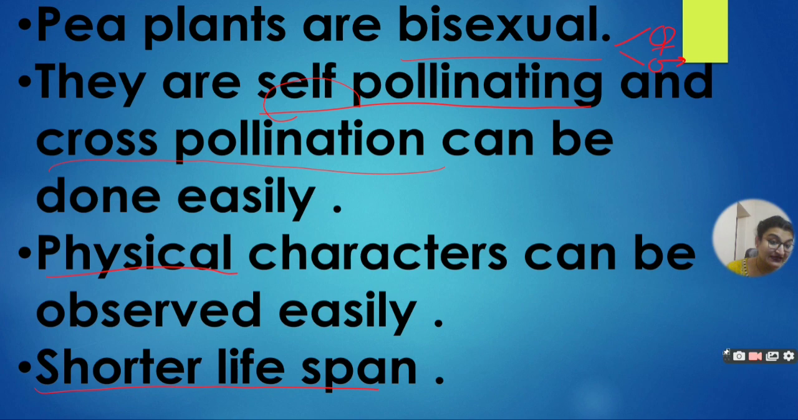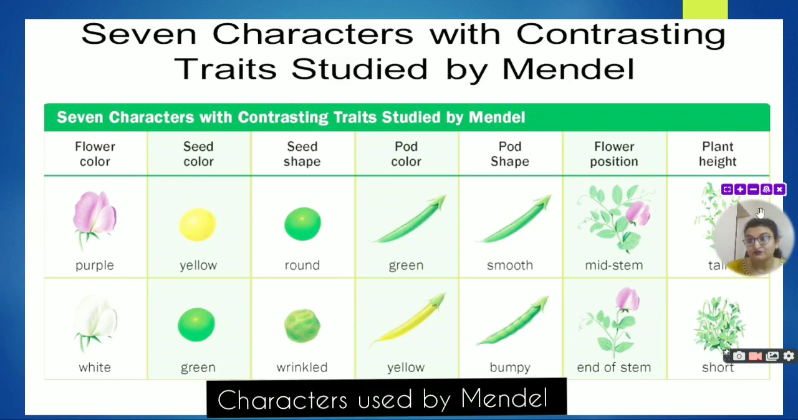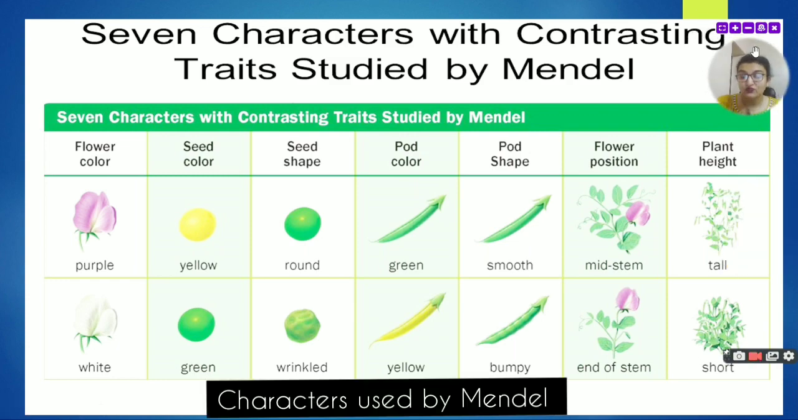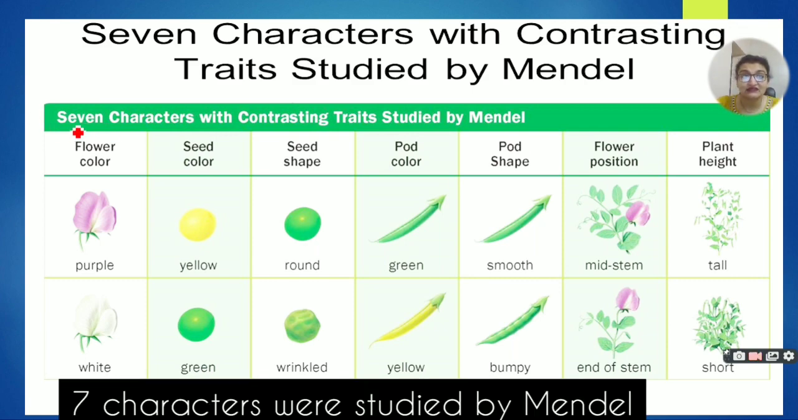Sometimes in examinations, questions are asked about why Mendel selected only pea plants. You can give all these things. The next thing that comes is what are the characters that were used by Mendel. In that case, there were approximately 7 characters that Mendel took.